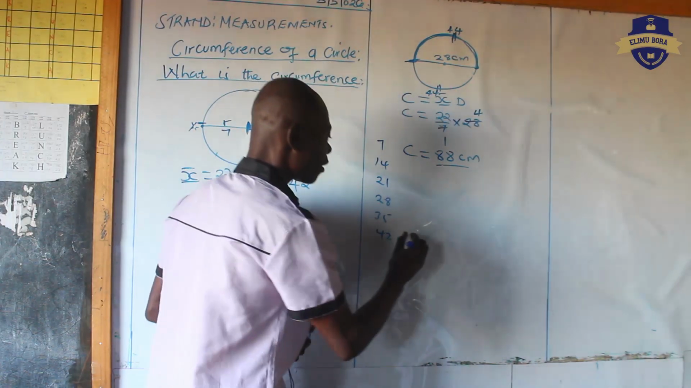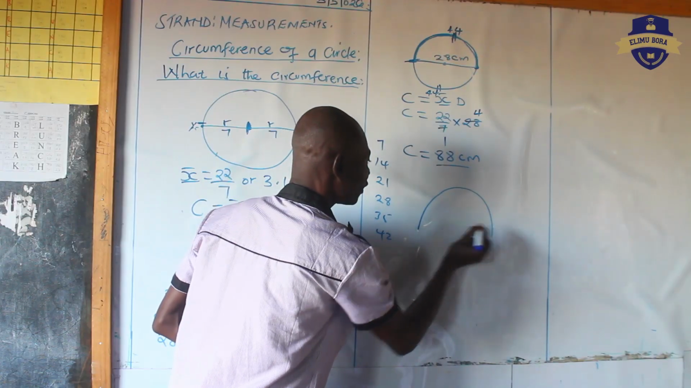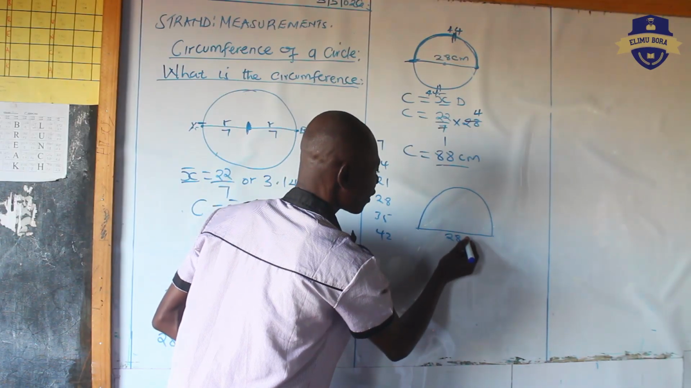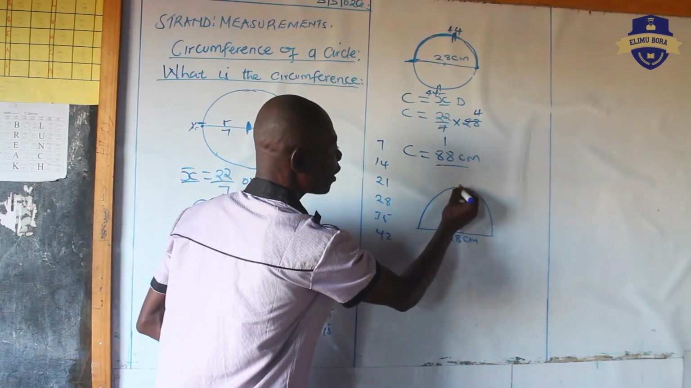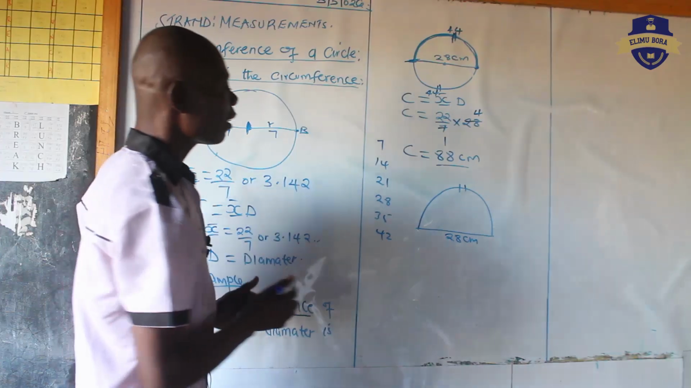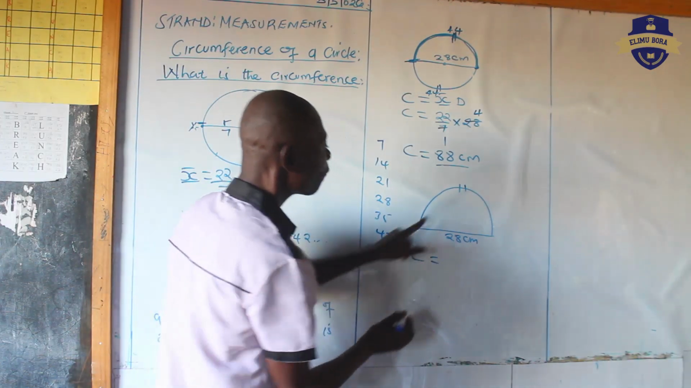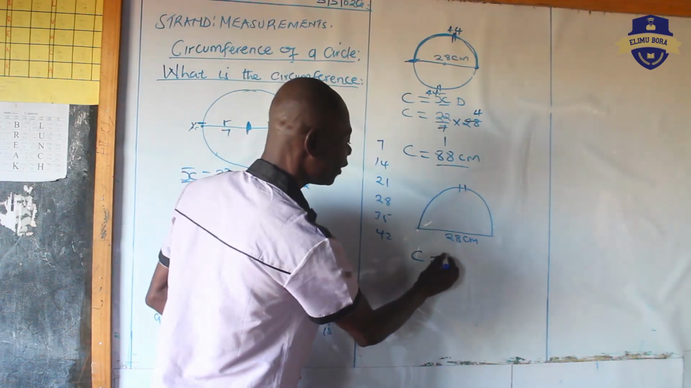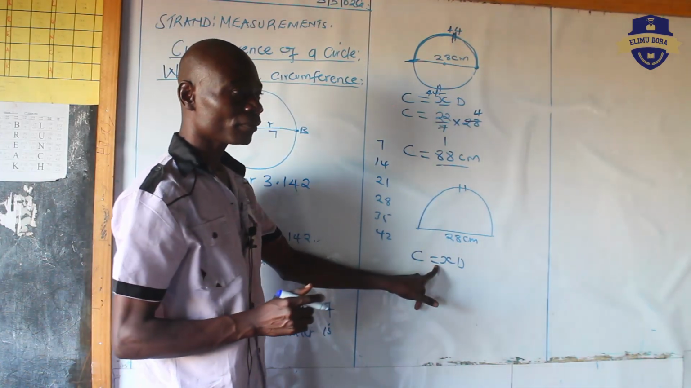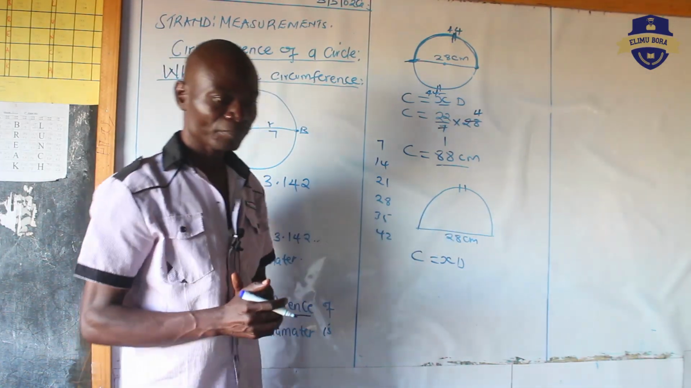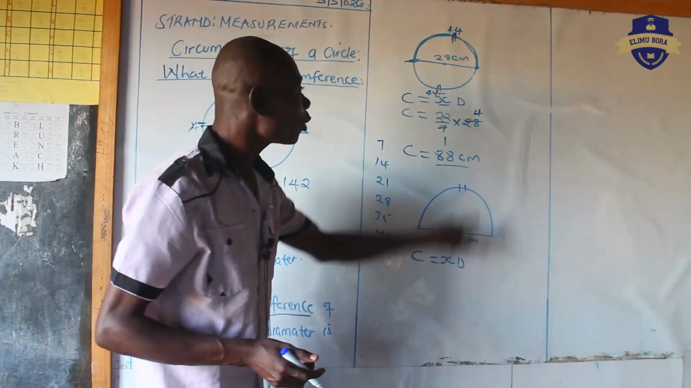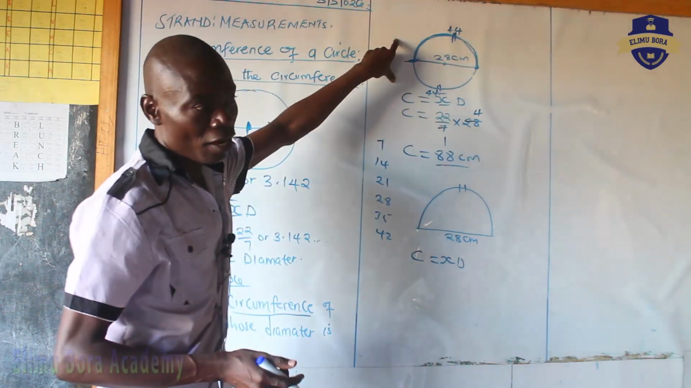Now find the circumference of this semicircle, whereby the diameter still is 28 centimeters. We want to get that 44. How do you get 44? Remember, for the circumference of half a circle, we cannot say pi d. Why? Because this one is half of a circle. Pi d applies only to a full circle.